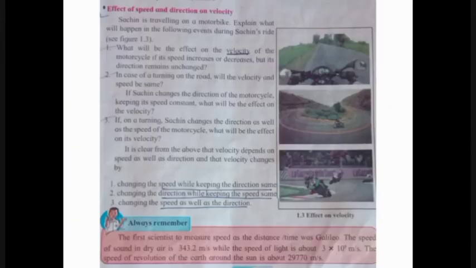Now we have to study what are the effect of speed and direction on the velocity. If somebody is traveling on a motorcycle, then what will be the effect of different things on the velocity that is given in this example?